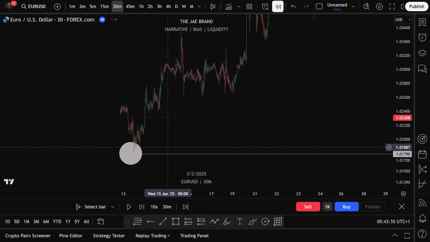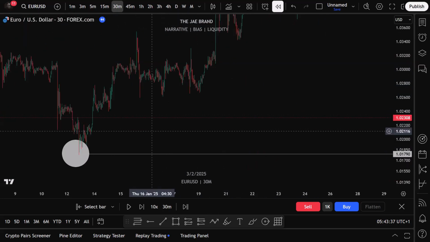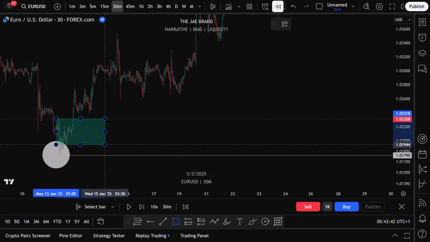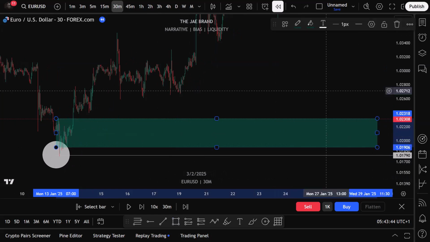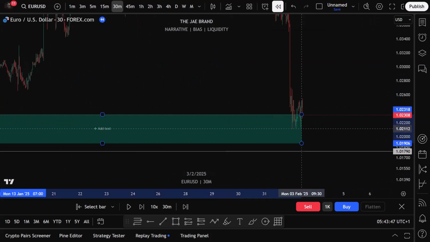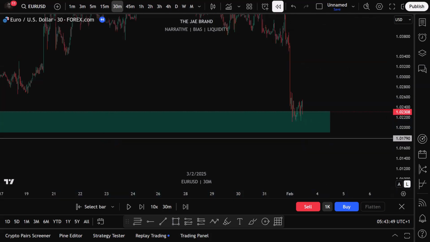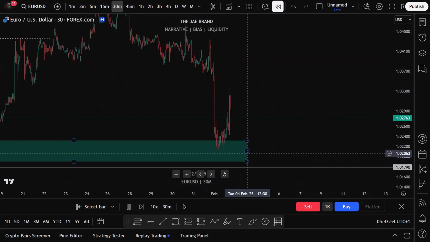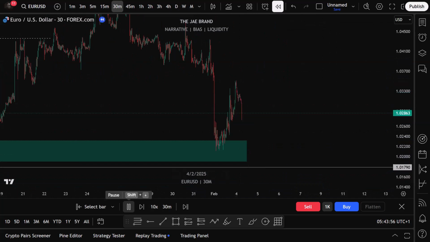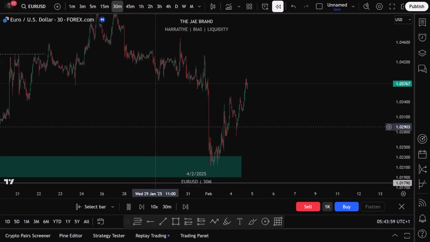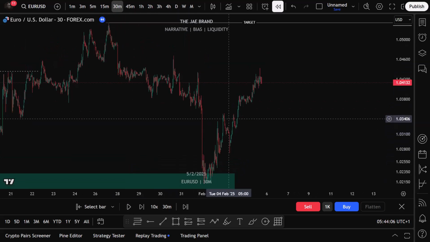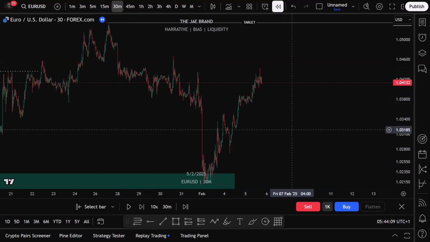Price will definitely come to this discount area, mitigate an area of value, and bounce back to its original direction. Now let's see what happened. Are we saying price is changing direction? And then some unaware traders will be caught up in this trap, thinking the market is probably going to retrace and then come back down.